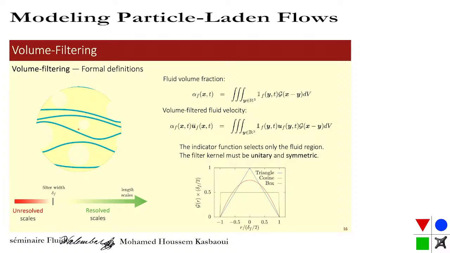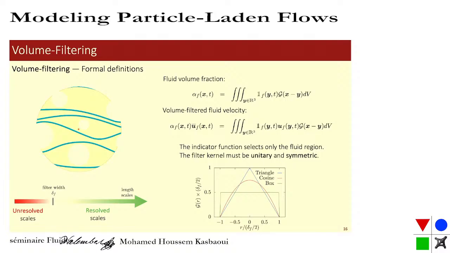Mathematically, this is what the fluid volume fraction looks like, which is basically the ratio of the volume occupied by the fluid divided by the total volume inside this averaging volume. So it expresses like that. This also gives me the volume filtered fluid velocity. These are convolutions between a filter kernel, and you can choose different shapes of the filter kernels, and the product of the indicator function and the velocity here, or just the indicator function here.